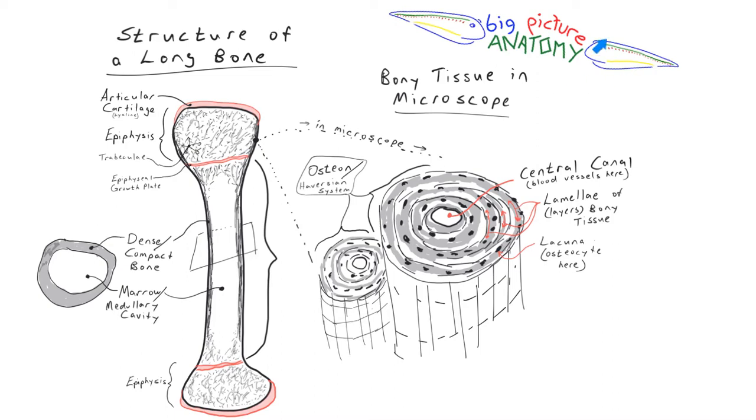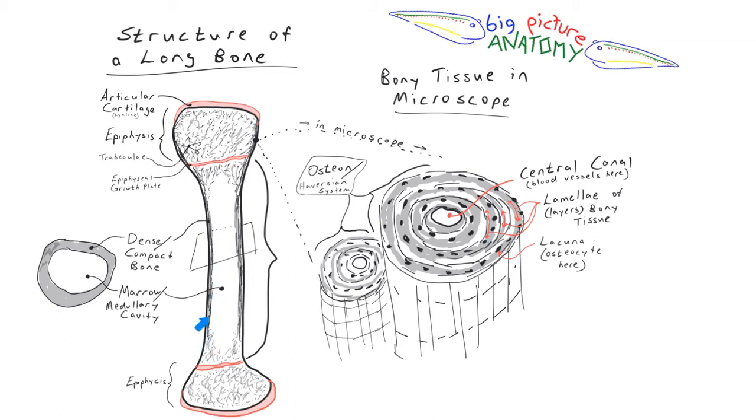This is big picture anatomy with a look at the overall structure of a long bone and also what the bony tissue looks like in the microscope. So if we take, let's say, a longitudinal slice down the length of a long bone, what we're going to find is that we have three regions.